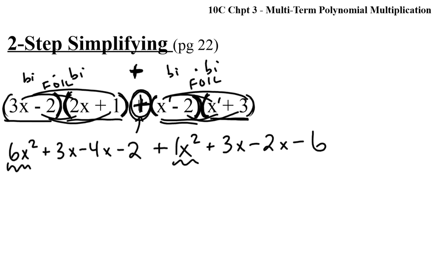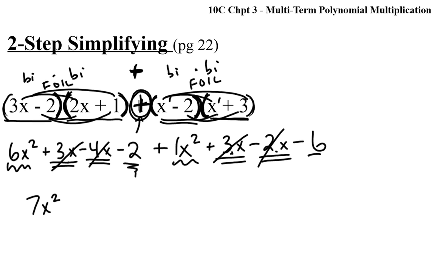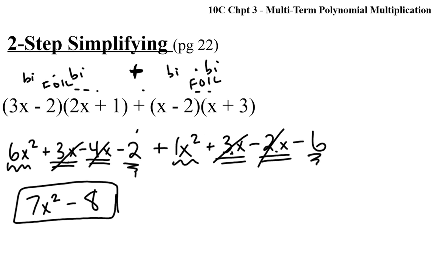6x squared, 1x squared, 7x squared. 3x, negative 4x, 3x, negative 2x. All of the x's can go together. 3 and negative 4 is negative 1. Negative 1 plus 3 is 2. 2 and a negative 2x, all the x's give us 0x. They cancel each other out. So then we're just left with negative 2 and negative 6. So in this case, this whole big question simplifies down to 7x squared minus 8.